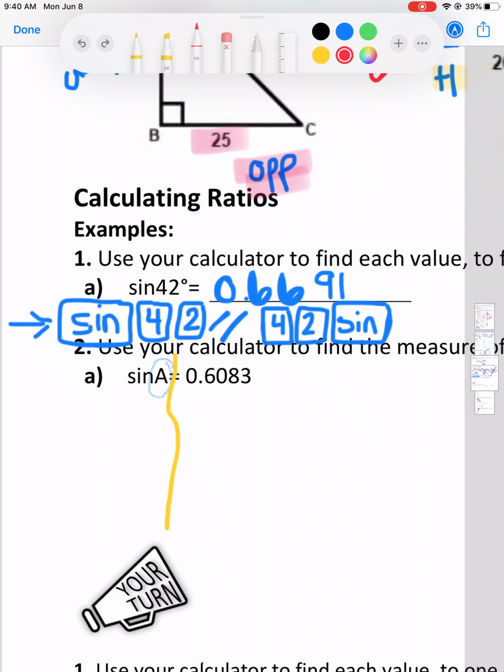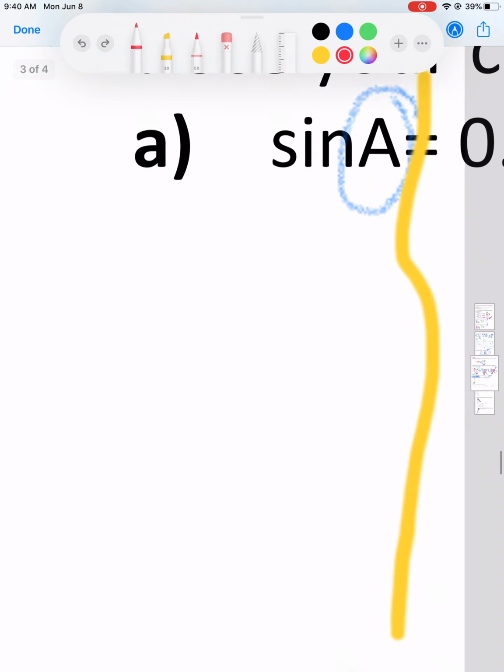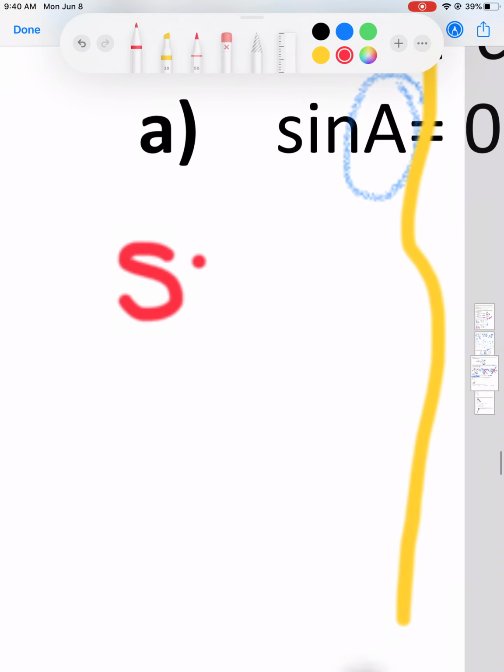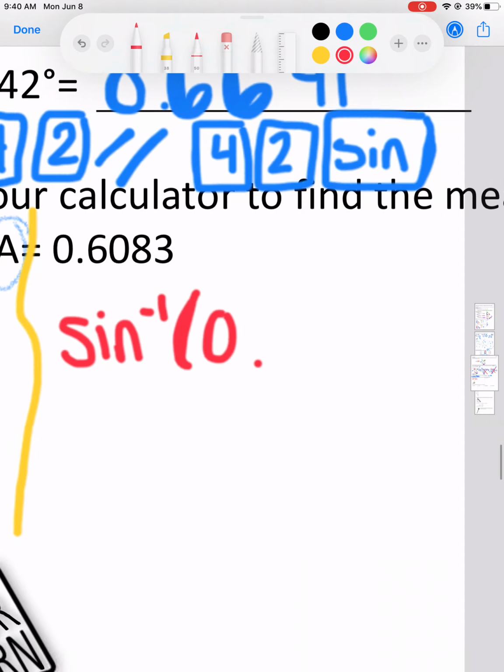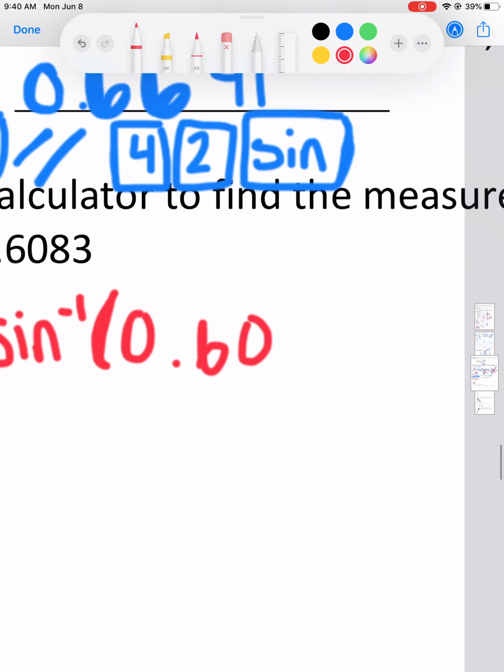The opposite of sine is sine to the minus 1. Okay, so what you'd have to type in would be sine to the minus 1 bracket 0.6083.